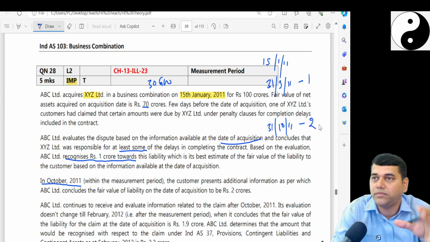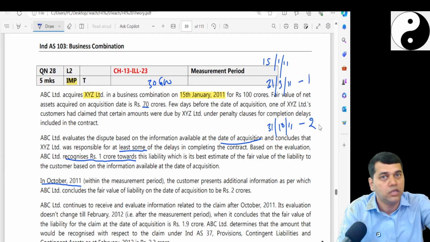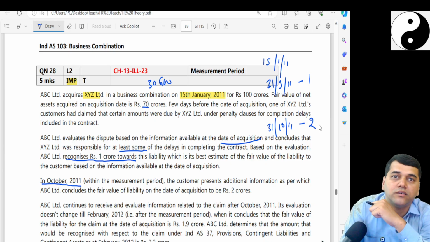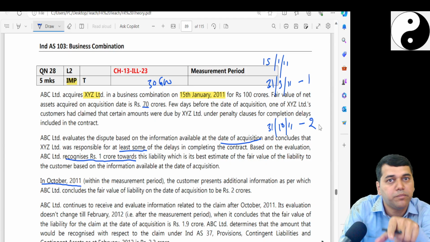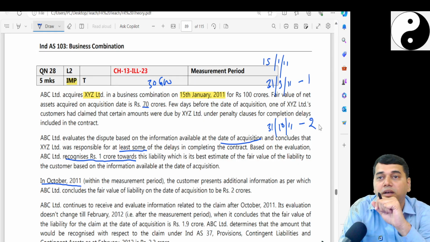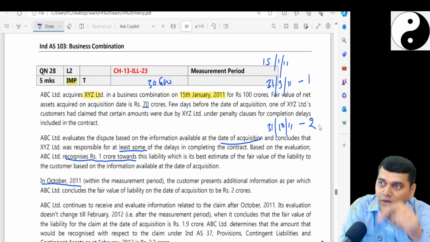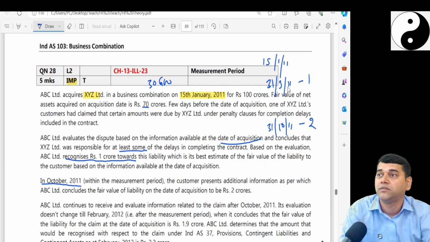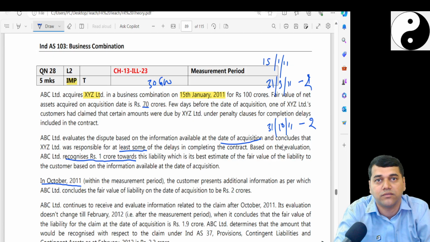Because there was information but you didn't know. Now the customer is telling you; these people didn't tell you that at that time. Is it a measurement period adjustment? What entry will you pass? Goodwill. Which goodwill? The retrospective goodwill. So you are going to change the 31st March goodwill now with retrospective effect.